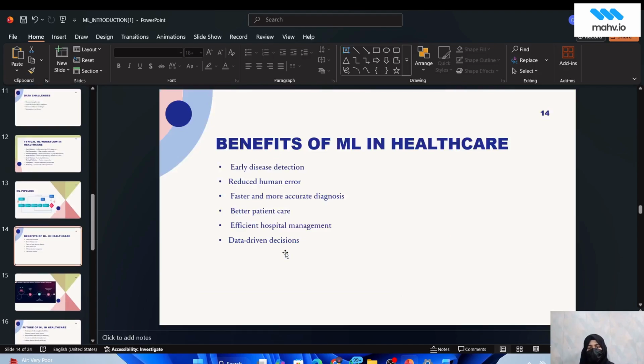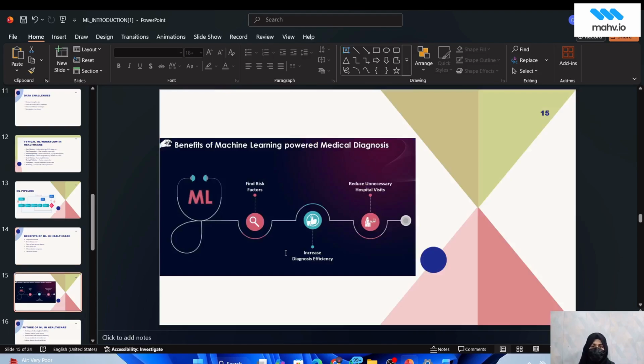After that, there are the benefits of ML in healthcare: early disease prediction, reduced human error, faster and more accurate diagnosis, better patient care, efficient hospital management, and data driven decisions. And this is also the diagram for the benefits of ML in healthcare. You will see that it finds the risk factors, increases diagnosis efficiency, and reduces unnecessary hospital visits. So these are basically the benefits of ML in healthcare.